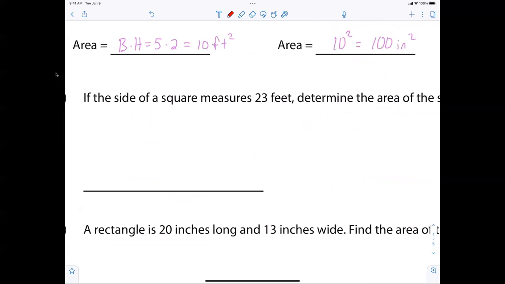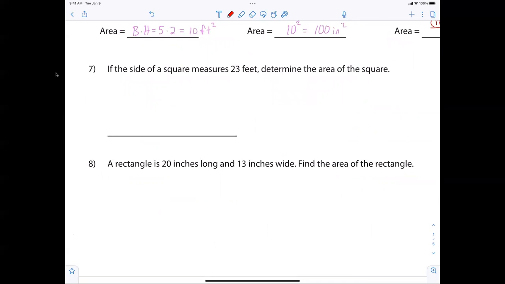All right, so for question number 7, the side of a square is 23. Determine the area of the square. So I want everybody to write down the formula. Area equals, what's the formula for area of a square? Side squared. That's what I would like for you to know. But do I care if you say length times width? I don't care. It just so happens that the length and width are the same.